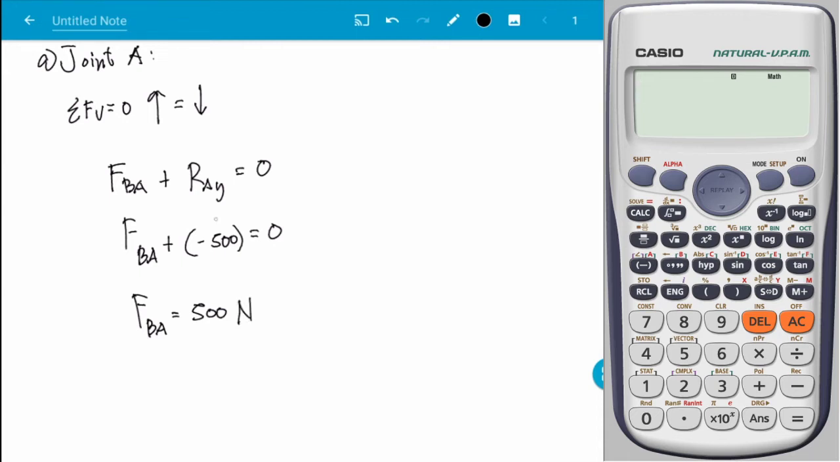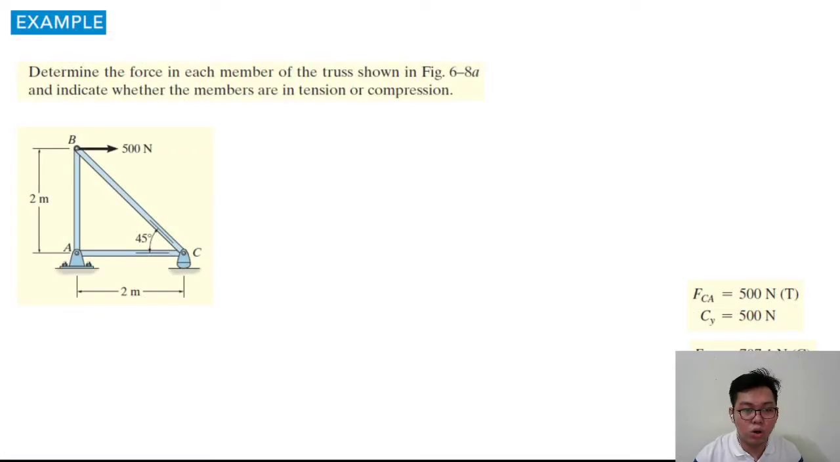Bakit? I-transpose nyo yung negative 500 sa kabila, so magiging 500 Newton. So ano ibig sabihin nun, sir? Positive. Ano ibig sabihin ng positive? Positive means tama yung assumption mo. Again, guys, hindi dahil positive, automatic tension, hindi. Positive kasi tama yung assumption mo. Okay? So ano yung assumption mo? Tension. Ibig sabihin yung FBA, tension pala.